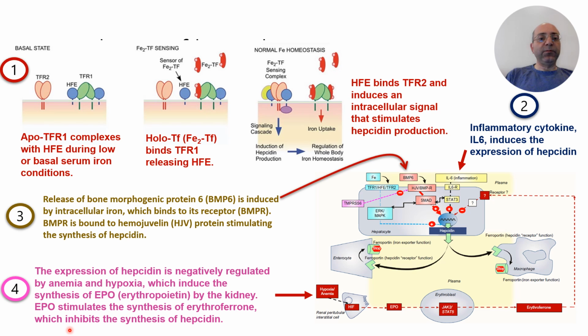عندنا final mechanism إنه الهبسيدين is negatively regulated in case of anemia or hypoxia. فلازم in case of anemia or hypoxia راح يصير في induction of the release of the hormone erythropoietin by the kidney. هذا erythropoietin راح يعمل إنه it's gonna bind to its own receptor resulting in the production of erythroferrone, inhibiting the synthesis of hepcidin in the hepatocytes. Okay, so we have these 4 mechanisms.